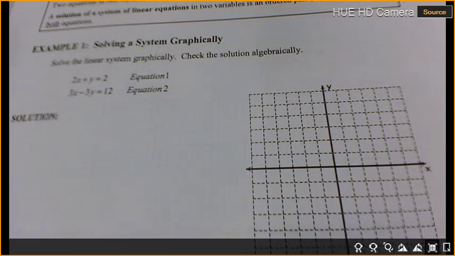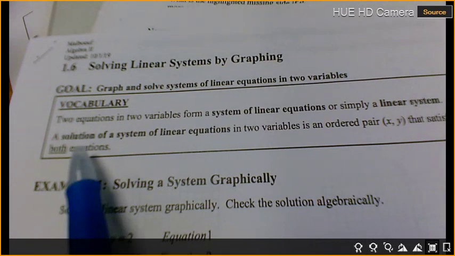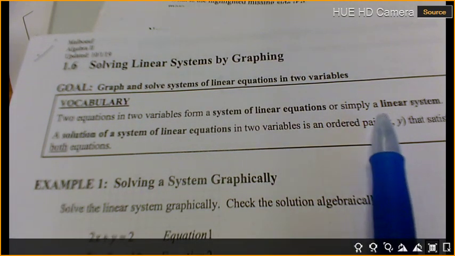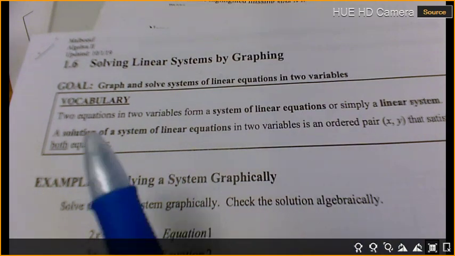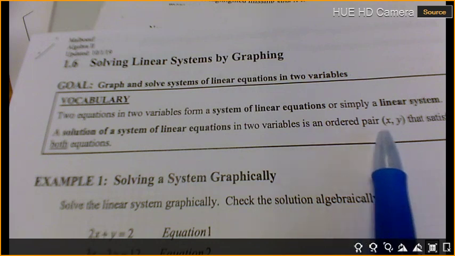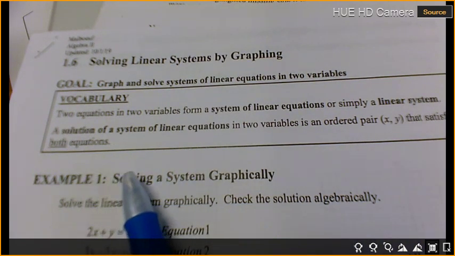Okay, we are looking at solving linear systems by graphing. So two equations in two variables form a linear system of equations, or simply a linear system. A solution of a linear system in two variables is an ordered pair (x, y) that satisfies both equations.